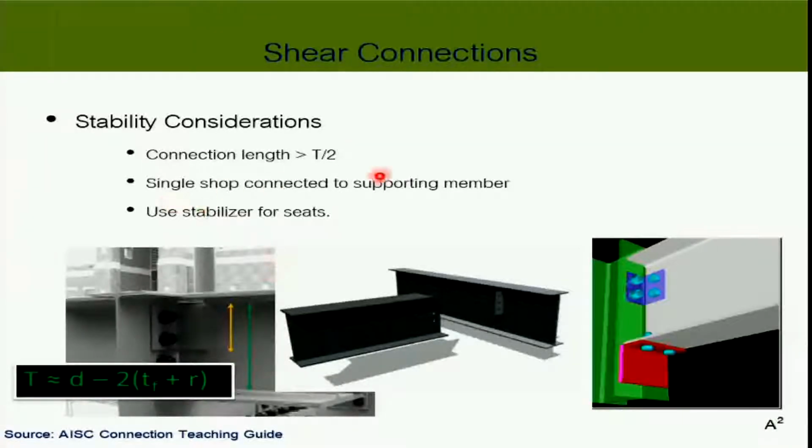Okay? And when you have the seated connection like this, you should always provide the stabilizer. This is called a stabilizer, so that your beam may not accidentally fall sideways. But this will not be considered as a part of the load transferring mechanism. We will transfer the shear through here alone. Okay, but this is provided as a special stabilizing procedure for our beam. Okay? And now what is next?